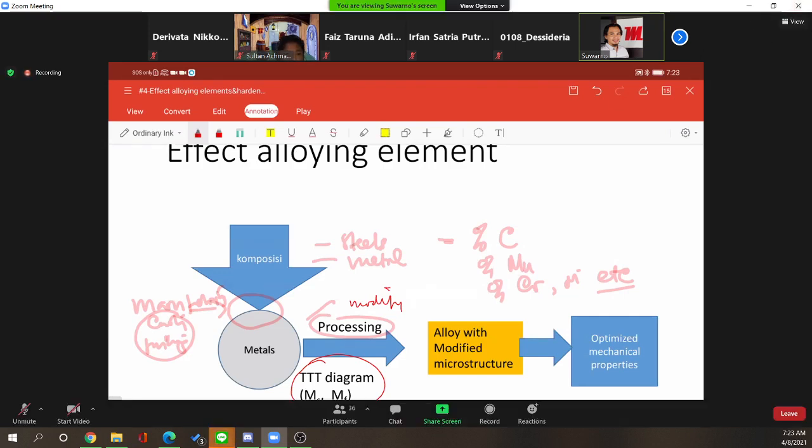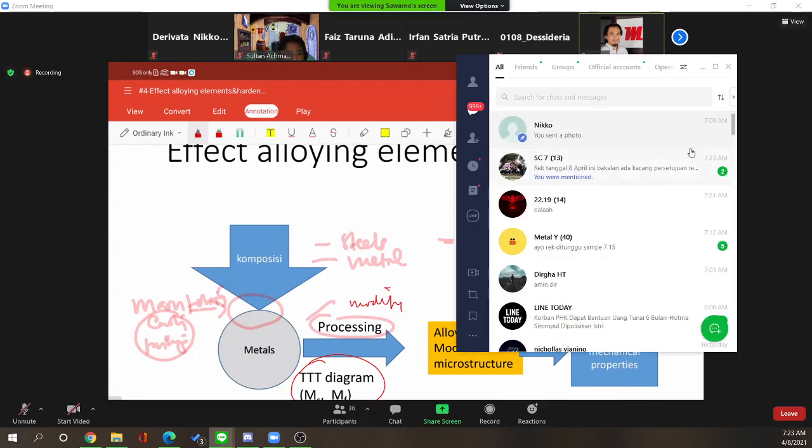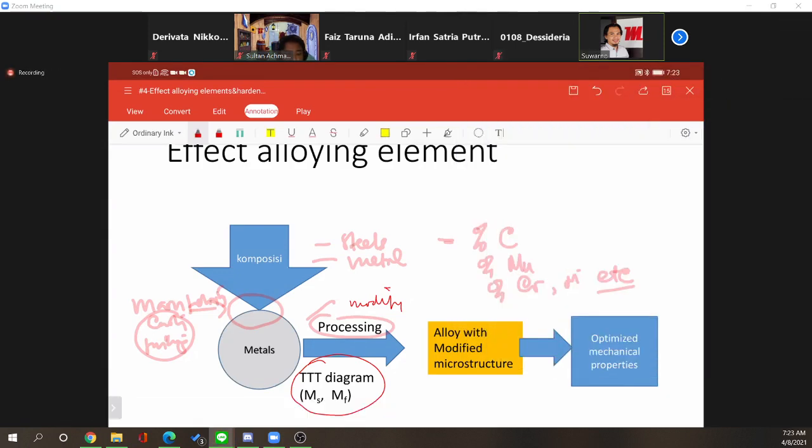So this is guided by the TTT diagram, and from that diagram we know the Ms, which is martensite start, and martensite finish, and how much martensite we get, as we discussed last week, depends on at which temperature we quench the sample. So this quenching temperature is very important to determine how much martensite we have. So then we have an alloy with modified microstructure, which means that this also optimizes mechanical properties.